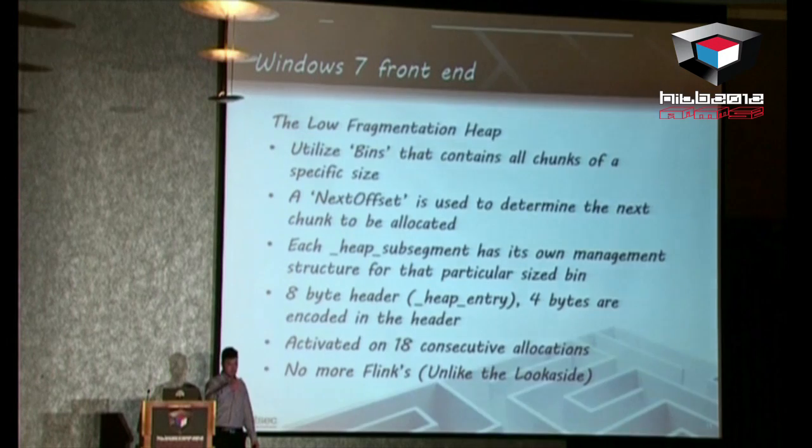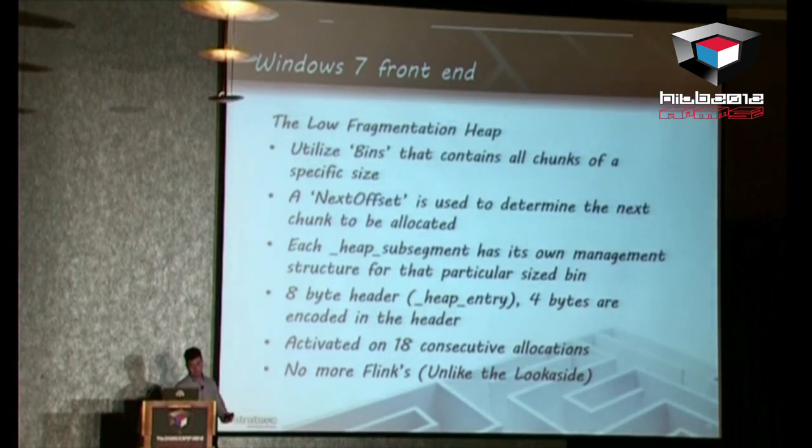Each heap subsegment has its own bin. So for example, a heap subsegment is a particular bin, and that might get filled up, and then a new one is created using RtlpLowFragHeapAllocFromZone. Then there's this 8-byte structure for the heap chunk, and again I'll show you some diagrams in a bit so it's not all confusing. You can activate the LFH very easily under the Windows 7 heap just by causing 18 consecutive allocations, and no more pointers, like I said before.